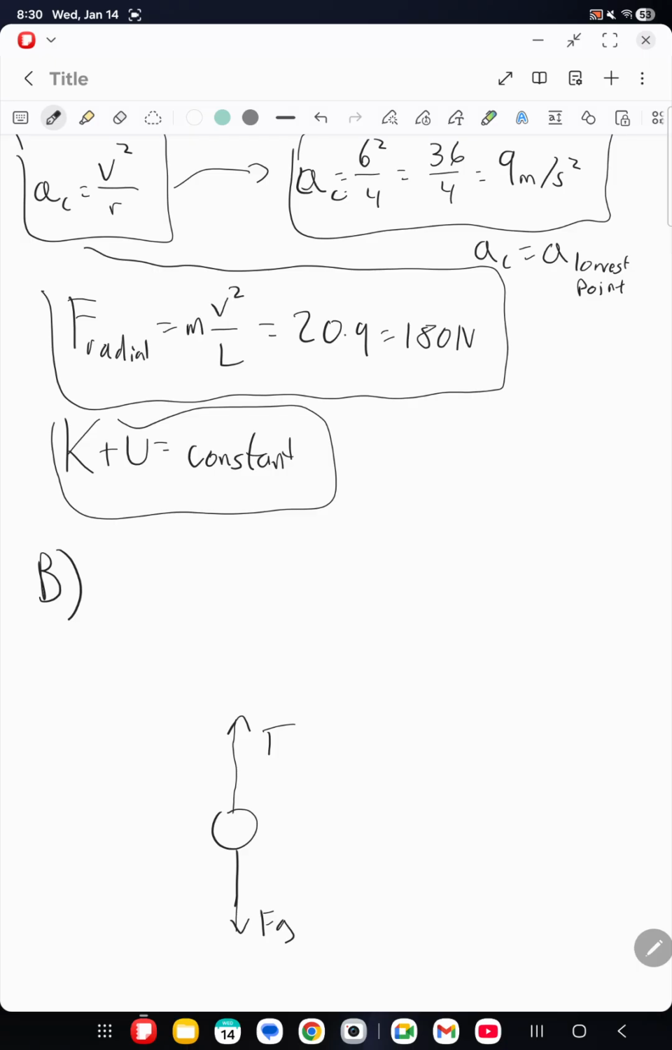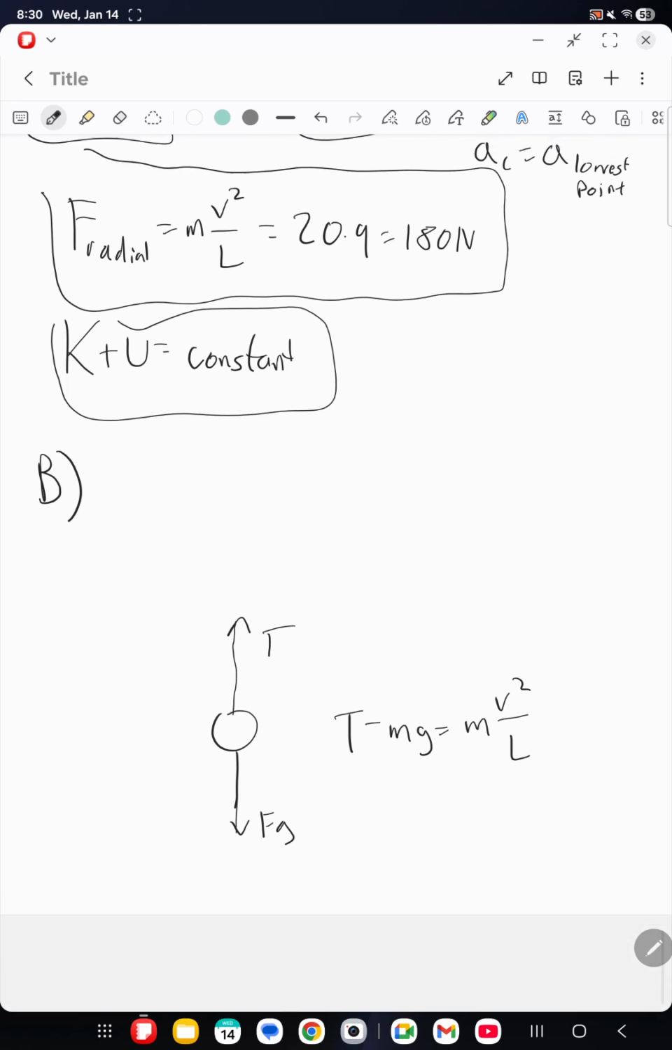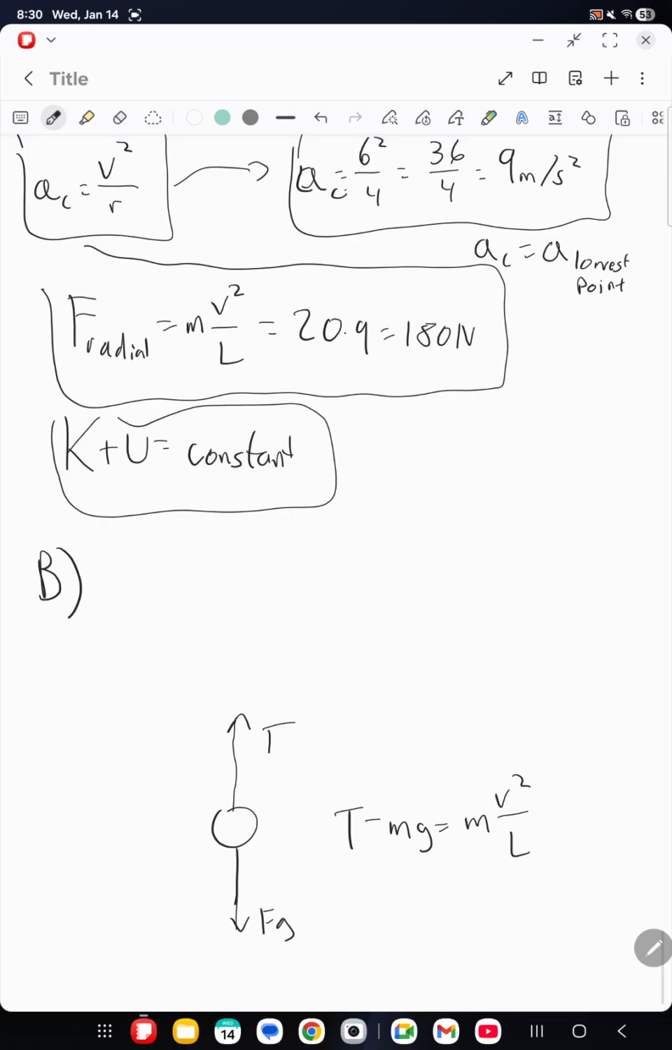So we could use the radial. We could use Newton's second law, the radial one, which will be the net radial force: the tension minus mg will be equal to mv squared over L, which we found here at 180 newtons. This is very important to us, because it feels a centrifugal acceleration at its lowest point, so it will have a radial force here.